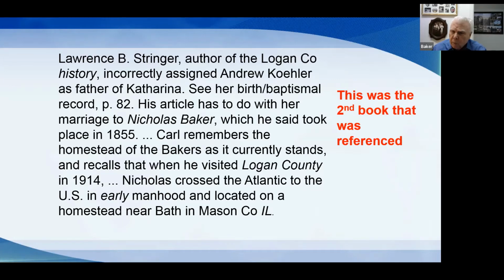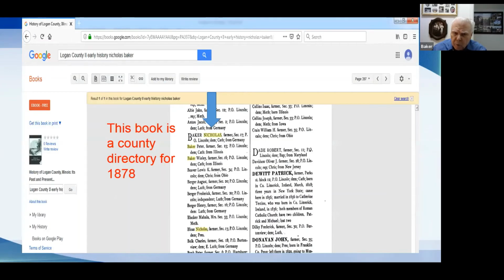Oh, this was the second book that was referenced. And again, we click on that, we go right to the page, and we read what they have to say about Nicholas Baker. Here's another book. This is a county directory that tells sort of basic information about all these different people. So here where the arrow is, it says here's Nicholas Baker, a farmer, section 17, post office box, Lincoln. He's a Democrat, he's a Catholic, and he came from Germany.